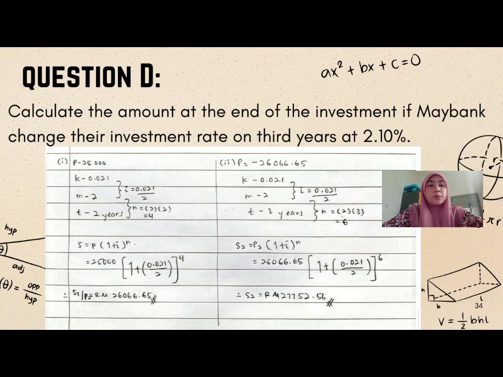So the next step is we use the formula of S2 equals to P2(1 plus I) to the power of N. So P2, that we get the answer from step 1, which is 26,066 ringgit 65 cents, (1 plus I is 0.021 divided by 2) to the power of N is 6. So the final answer is S2 equals to RM27,752 ringgit 56 cents.